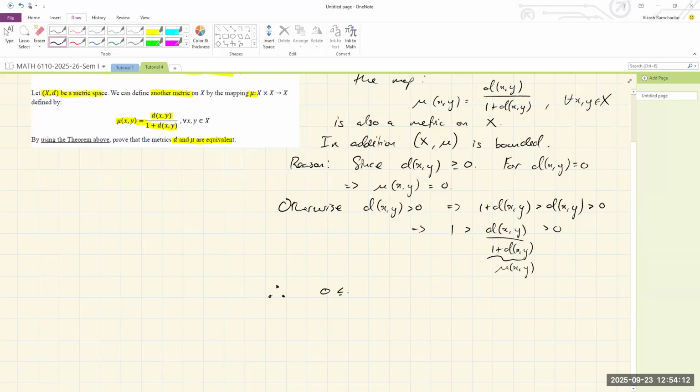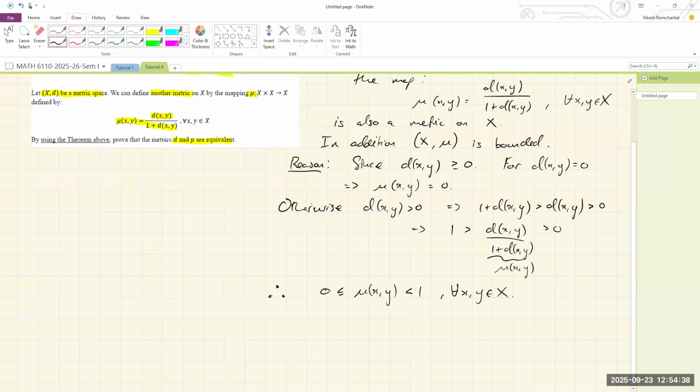0 is less than or equal, right? Because we know when d is equal to 0, mu is equal to 0. So 0 is always less than or equal to mu of x, y, and mu of x comma y is always strictly less than 1. And this holds for all x comma y in the space X. In other words, the metric space (X, mu) is bounded.